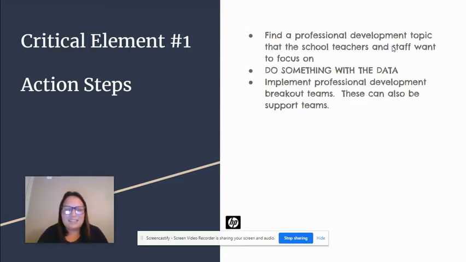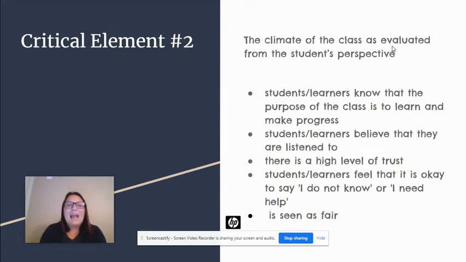Another thing would be implementing those breakout rooms. Just like a lesson, teachers don't sit there and just talk to their students. They have a mini lesson, they break them into groups, they work on something, they come back together. Why is professional development with teachers any different? It shouldn't be.